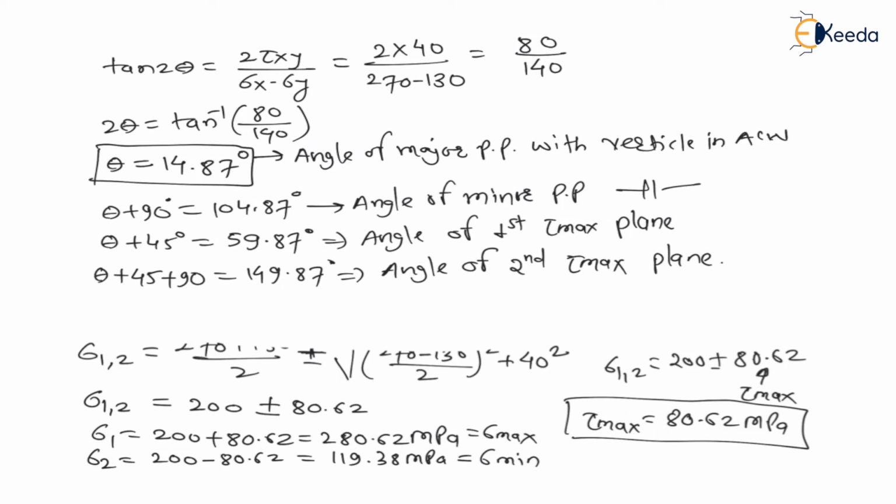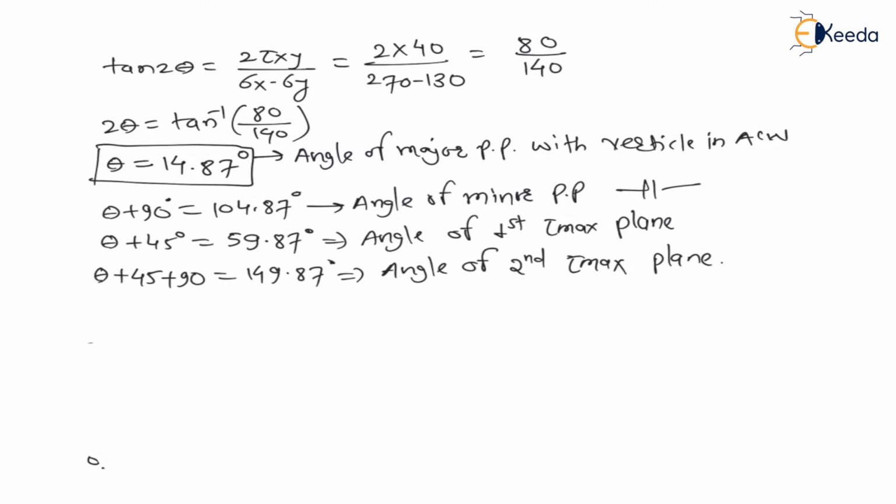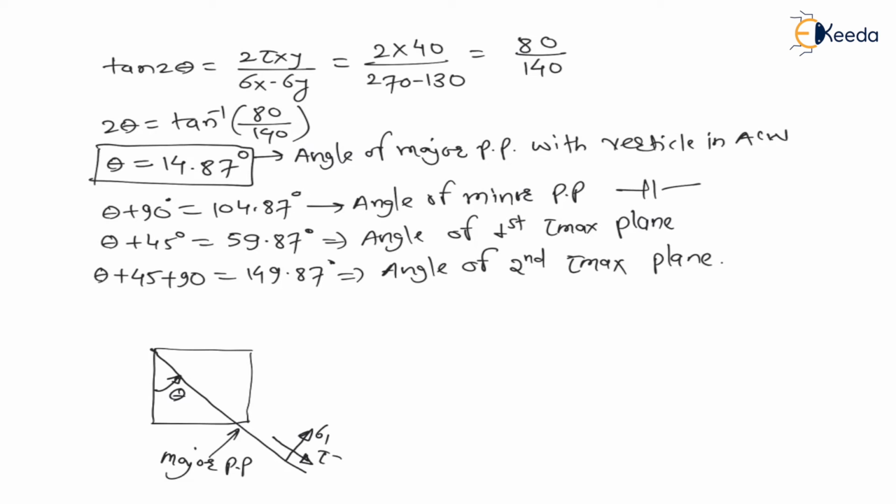Right. Now if you want to show diagrammatically, for this, what we will get, let us say in this component, if I consider this component, in this component on a plane at angle theta with vertical in anti-clockwise direction, with vertical at angle theta is nothing but 14.87 degree. On this plane, the normal stress acting is sigma 1. Therefore this is major principal plane. Right. And on any principal plane, shear stress is 0, that is parallel stress is 0.